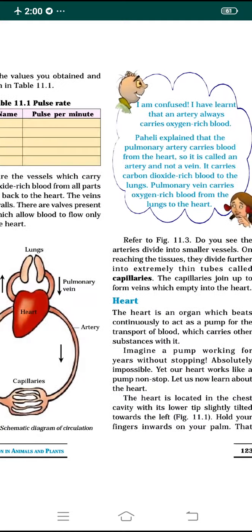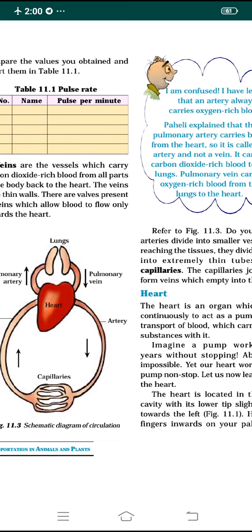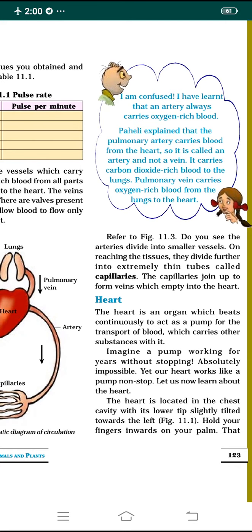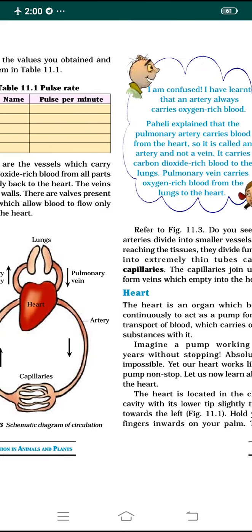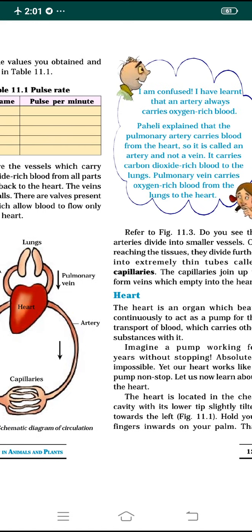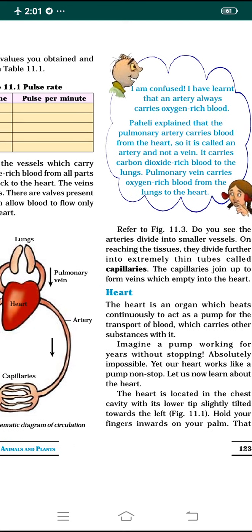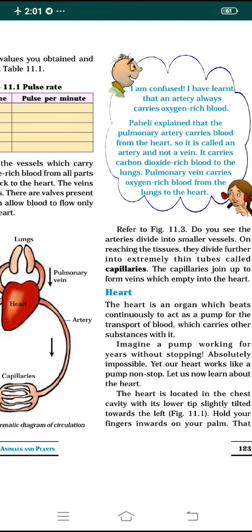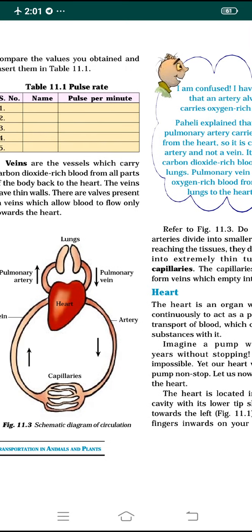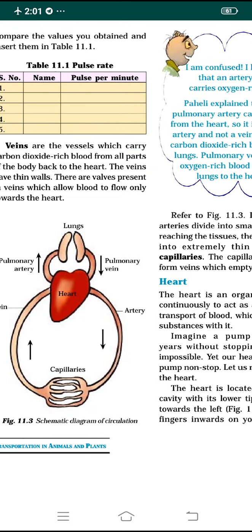If you refer to figure 11.3, you will see that the main artery divides into smaller vessels. These smaller vessels, on reaching the tissues, divide further into extremely thin tubes. We call them capillaries. The capillaries join up, combining together to form veins, which empty into the heart. Again, the veins carry the blood back to the heart.